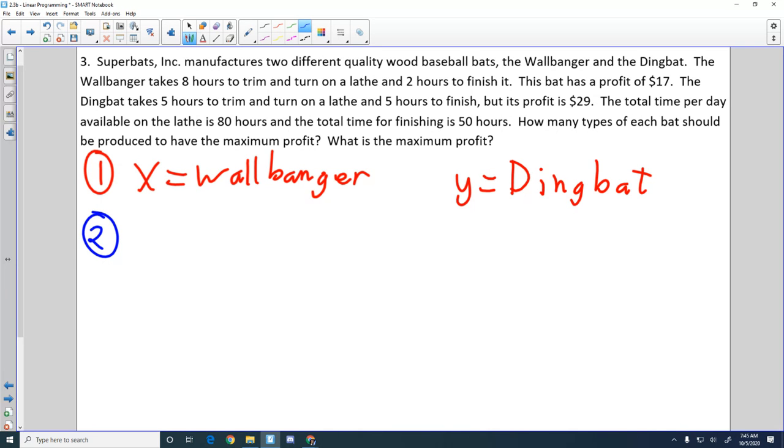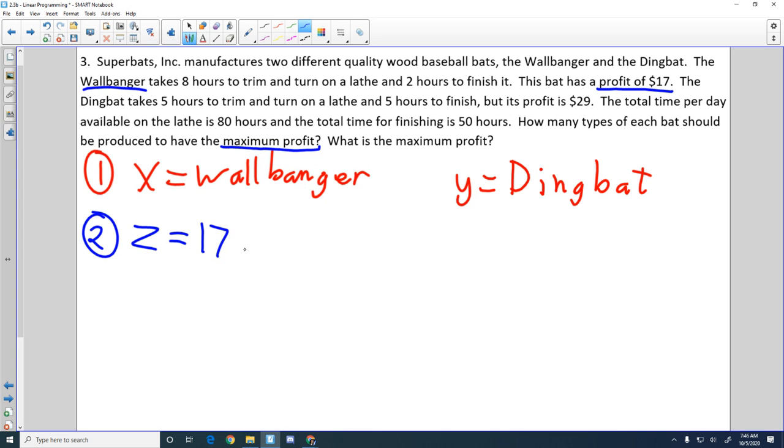Step two is to write my Z function. And I just kind of look at the question word, which typically is always going to tell me what I'm trying to optimize. I look for the word maximize or minimize, and it says it right there. We're trying to maximize profit. So that's how I know what goes into my Z function. I need to figure out the profit from my x and the profit from my y. If you just read the problem, it tells you that this bat has a profit of 17, and that's the wallbanger it's referring to. So the wallbanger has a profit of $17.